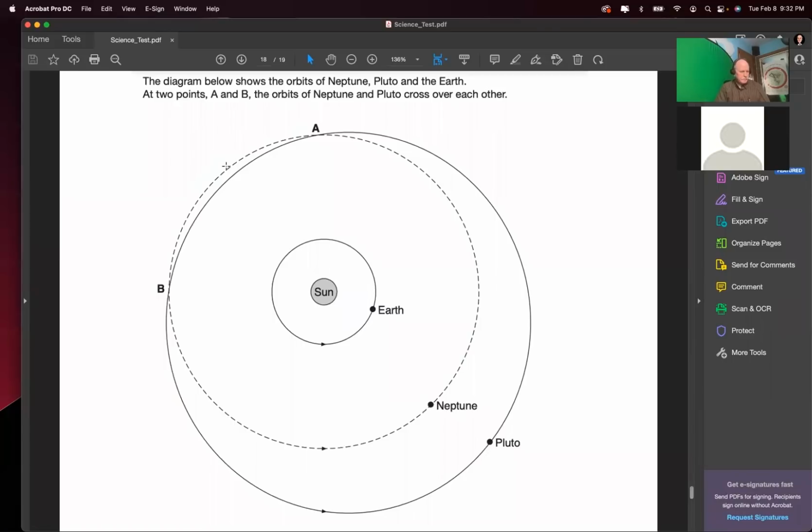Okay. Did it ask for 2 reasons, or did I just give one? Give one reason why Pluto is not as bright as Neptune. Okay. I think if I just go with the easy way out, I could just say it's smaller.